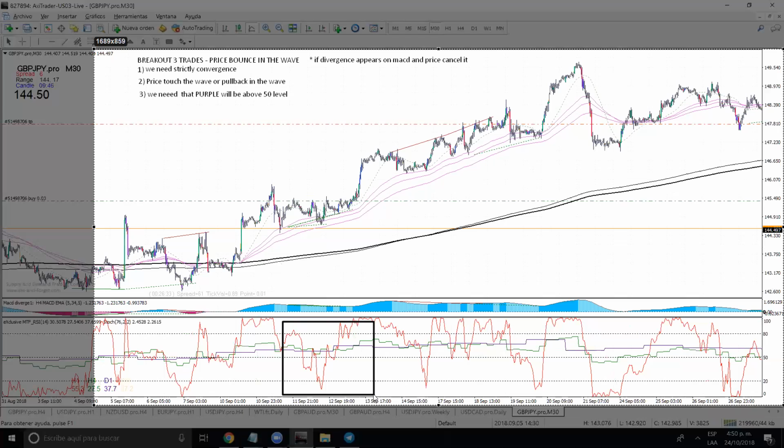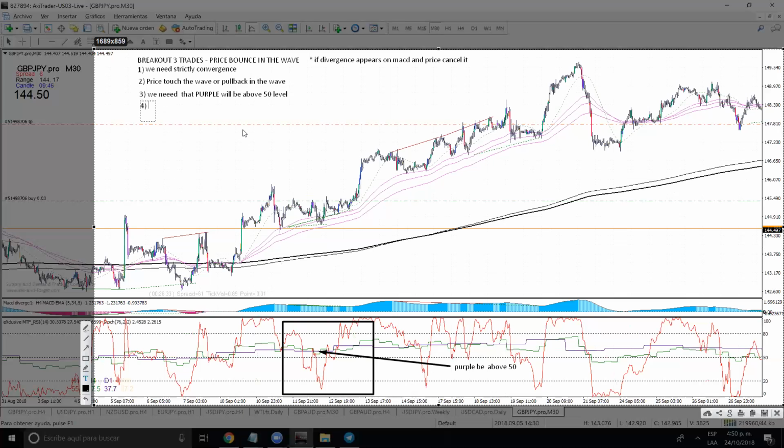Here, let's draw it. Okay, let's see with the purple line. Let's check. Purple be above 50. Okay. On the fourth rule, we need the same, but with the green line.